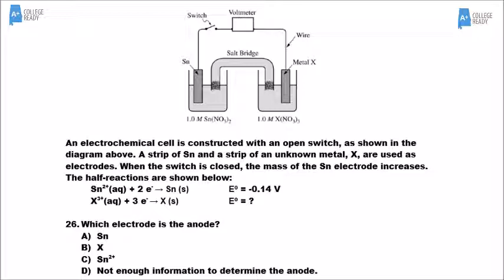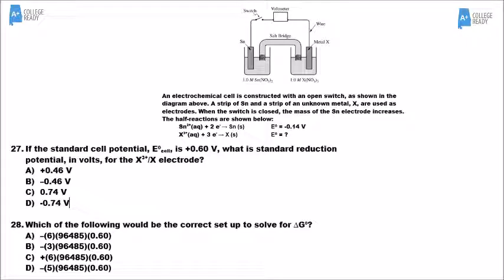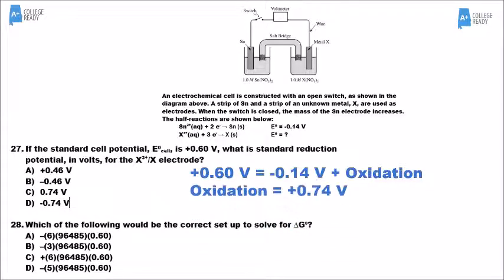So which electrode is the anode? An ox, and red cat. So at the anode is where oxidation occurs, which means that it must be the metal X. This is similar to that other question where we're given the voltage for the cell as 0.60 volts, and we know that the tin has an E naught of negative 0.14, so we can find the oxidation number as 0.74 volts. However, notice the X3 to X electrode is not oxidation, it's actually reduction, which means that we need to flip the sign and it's negative 0.74 volts.